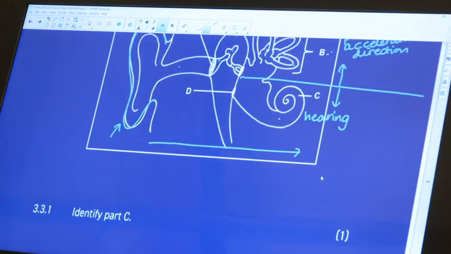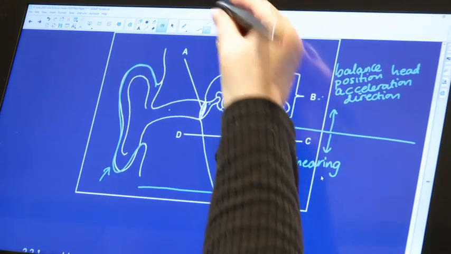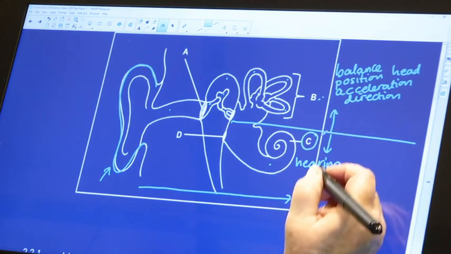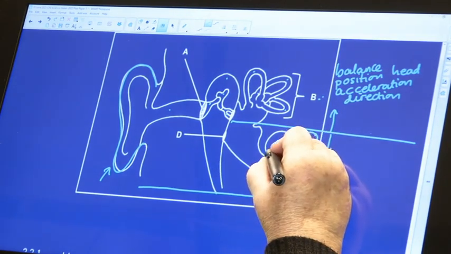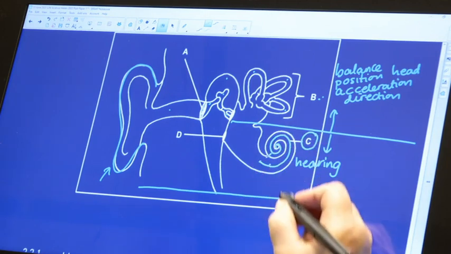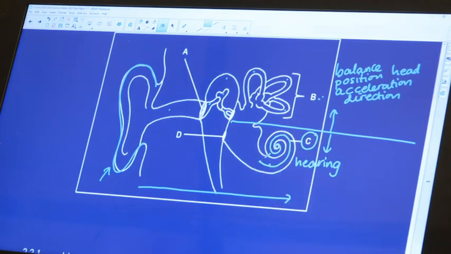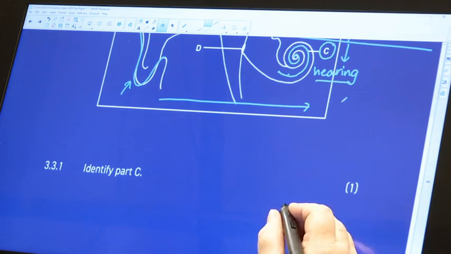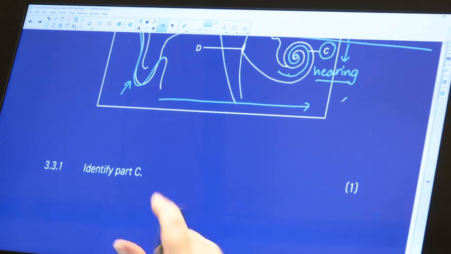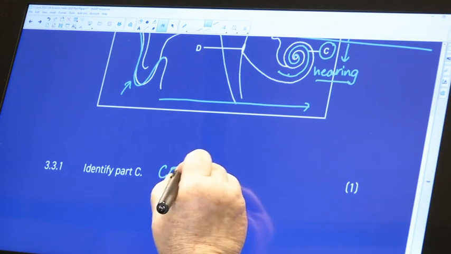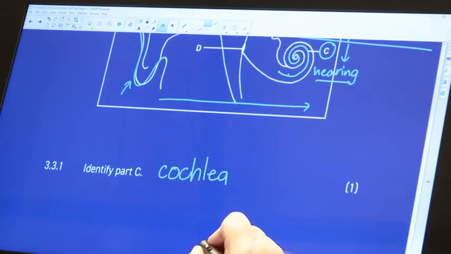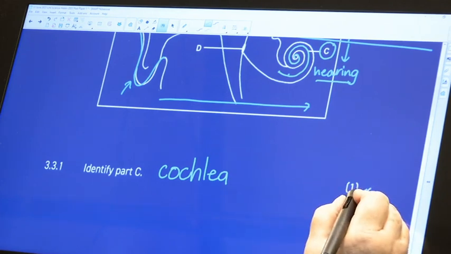Identify part C. Go to our diagram. I think I've scribbled enough in blue, so let's look at the parts in green. This part of the diagram, the part that is almost like a little snail shell, that is the place where hearing is going to be dealt with. And this part is called the cochlea. All right, the cochlea, 1 mark.